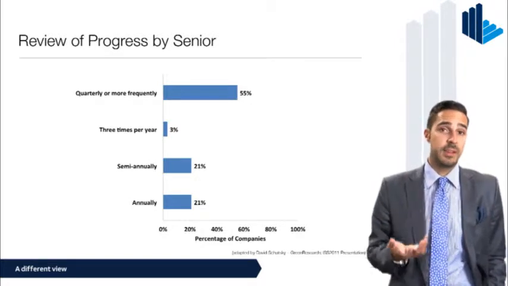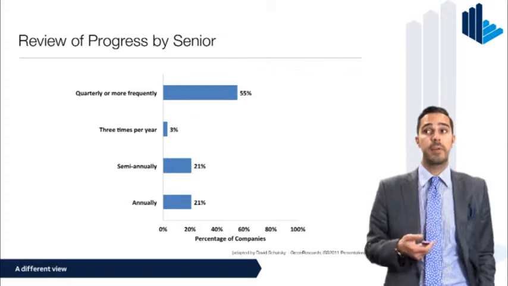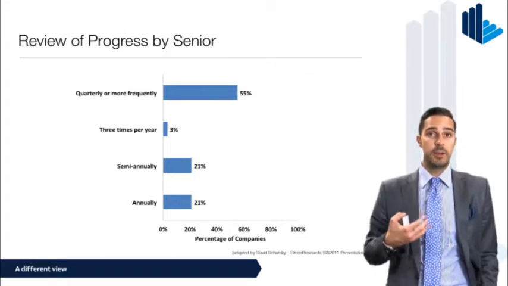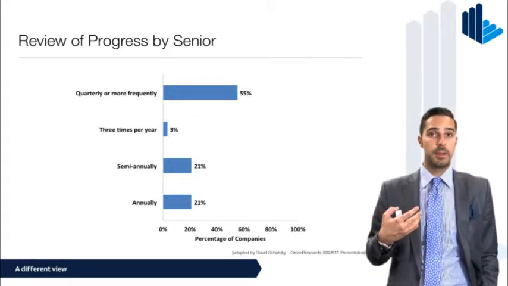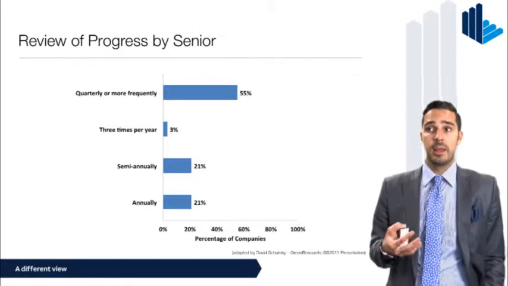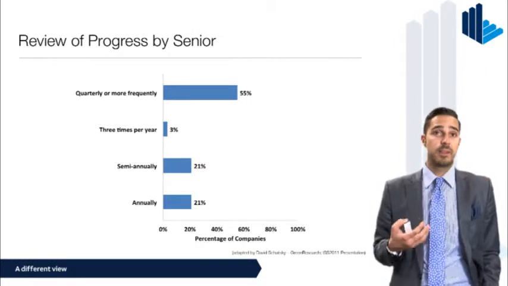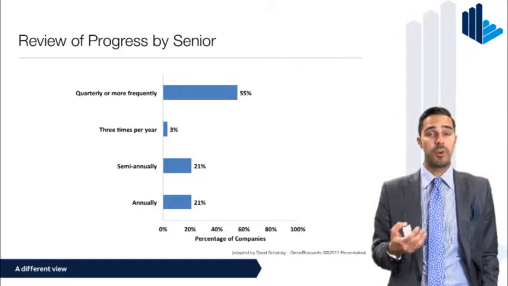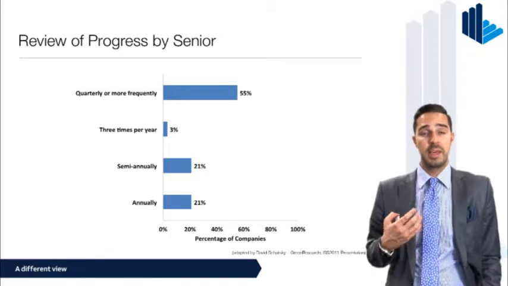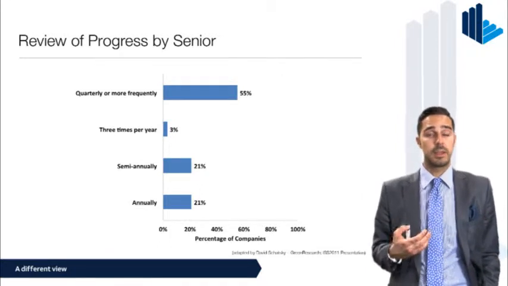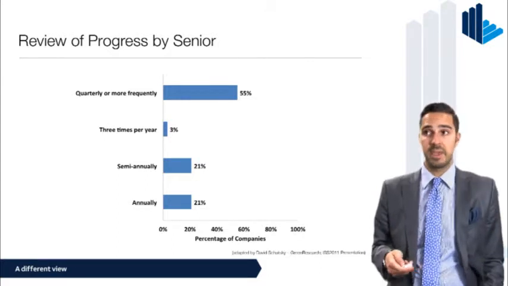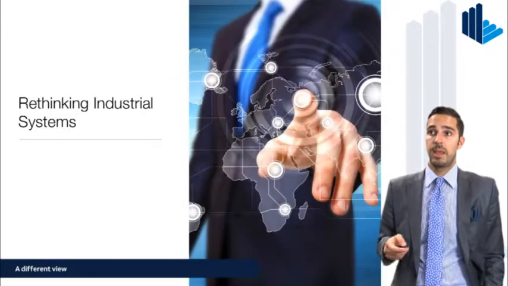Senior management executives, of course, are involved in reviewing sustainability performance. Typically, this review process in large companies is carried out on a quarterly basis.